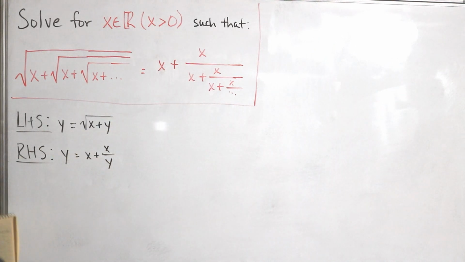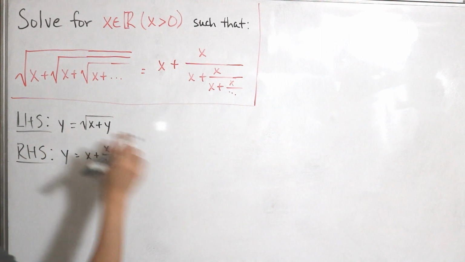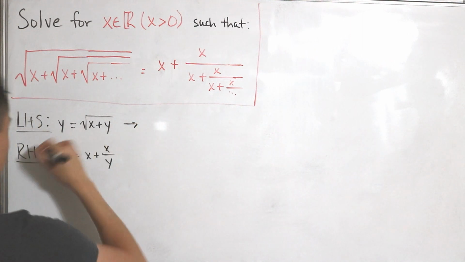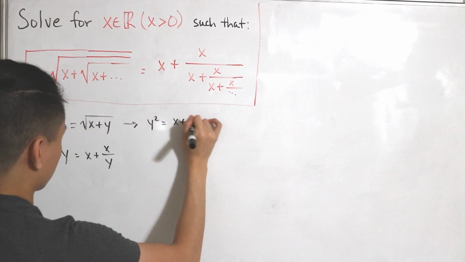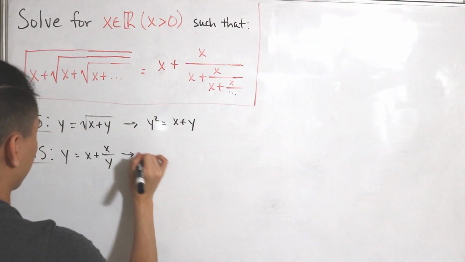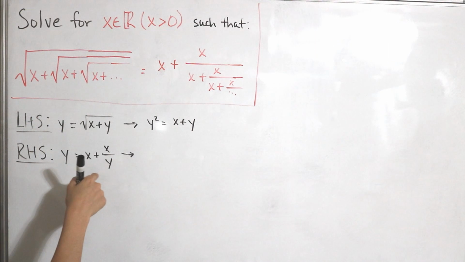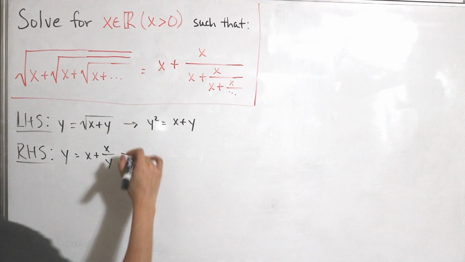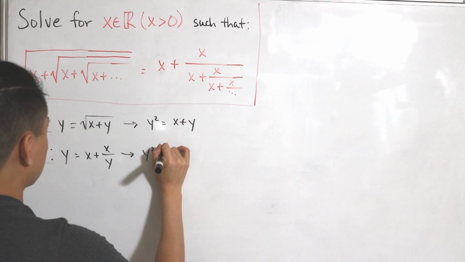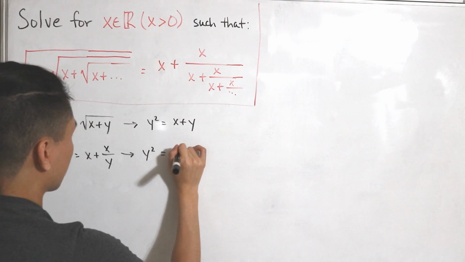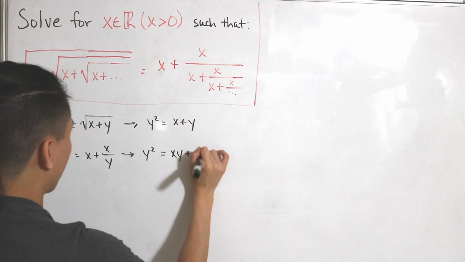So now for some algebra, I can just square both sides. So I have y squared is equal to x plus y. And then for the side over here, I'll multiply y to both sides, so that we can get rid of the fraction. So we have y squared is equal to x times y, and then add this with x.